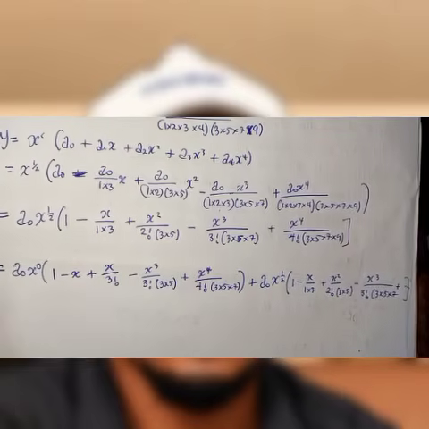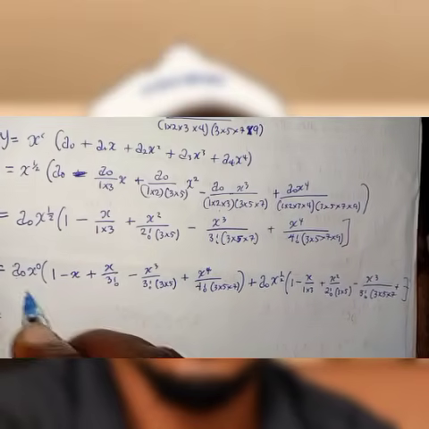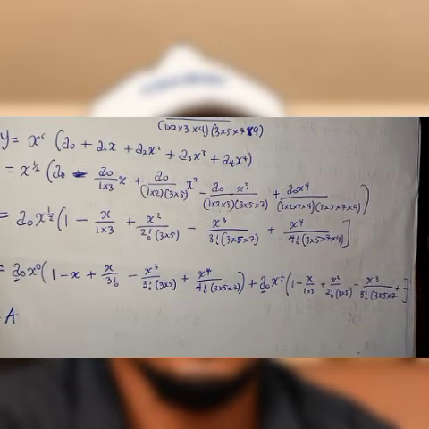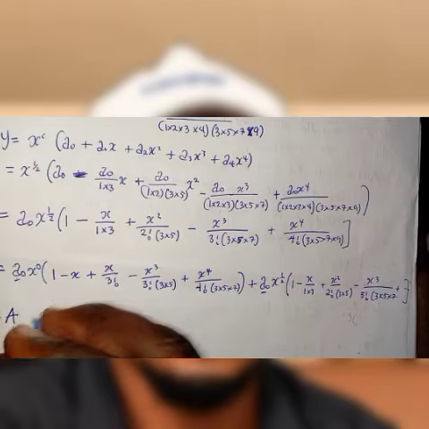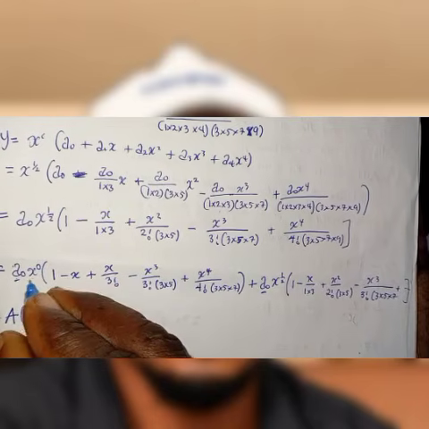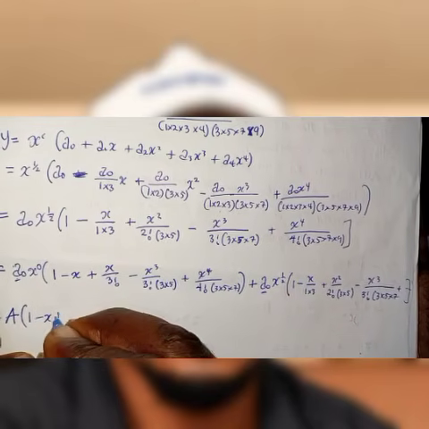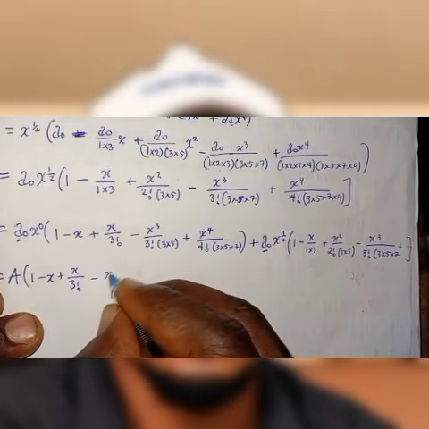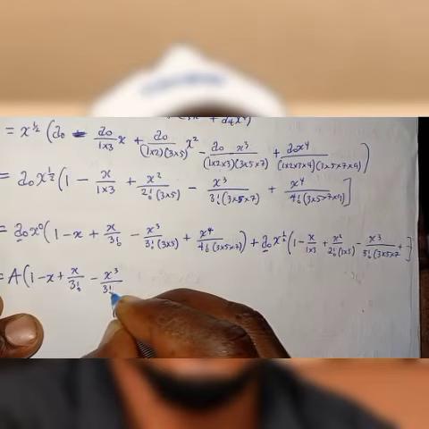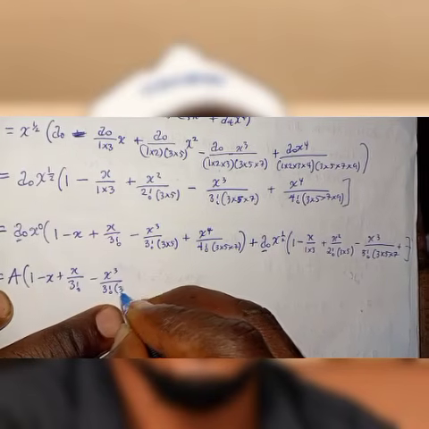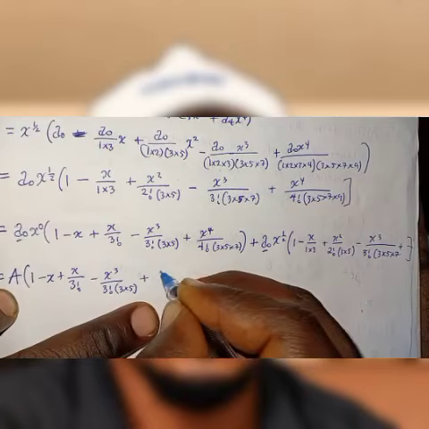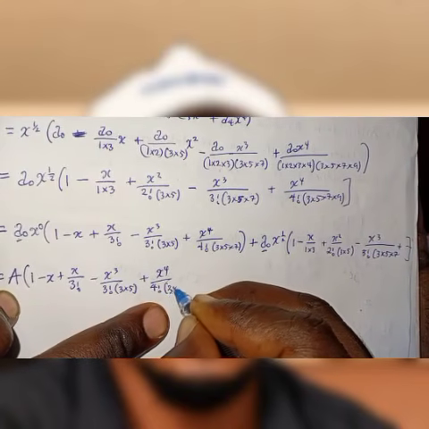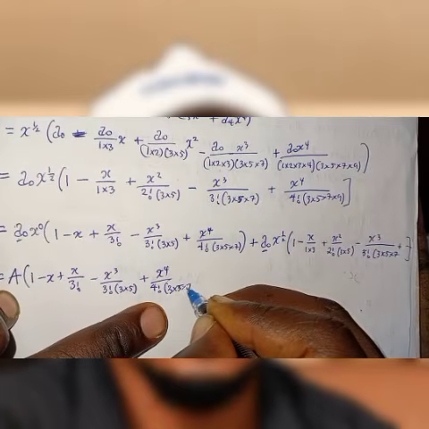Now y equals, differentiate this and this, we have a naught here, a naught here. So you put the first one as a, and x to the power 0 is 1. So we don't need to write that one again. So we have x plus x over 3 factorial minus x cubed over 3 factorial multiplied by 3 times 5 plus x raised to the power 4 over 4 factorial, 2 times 3, 2 times 5 times 7.